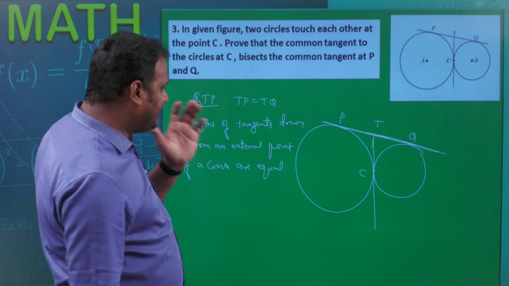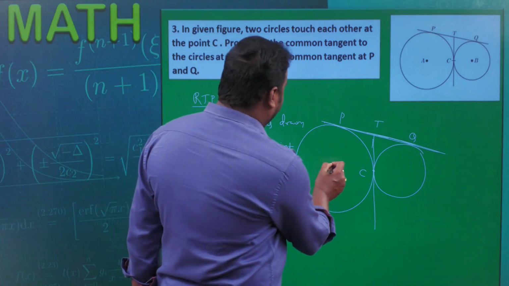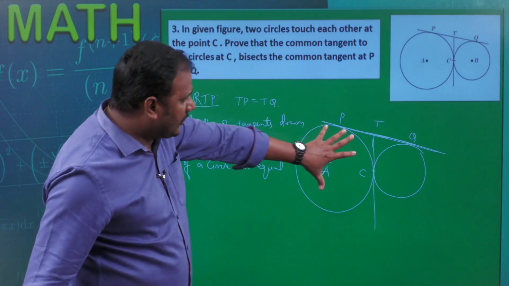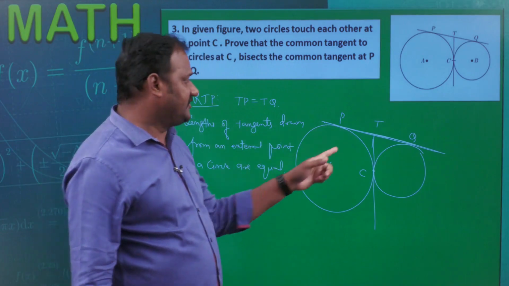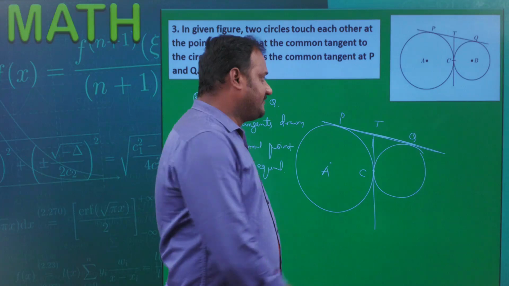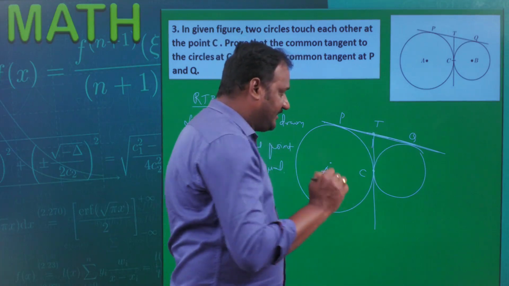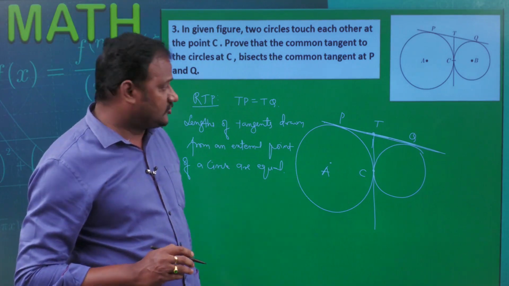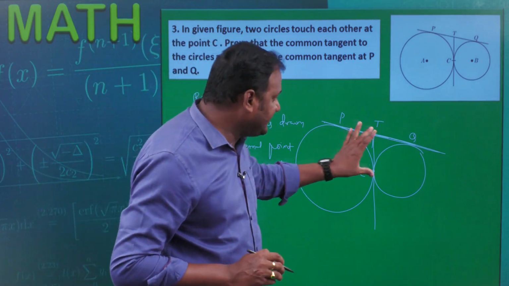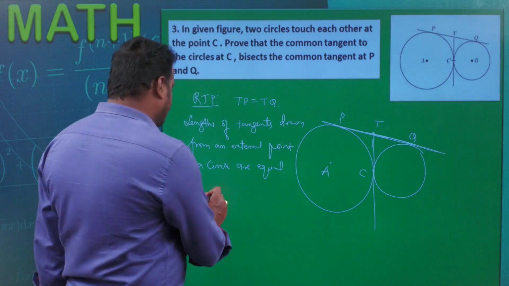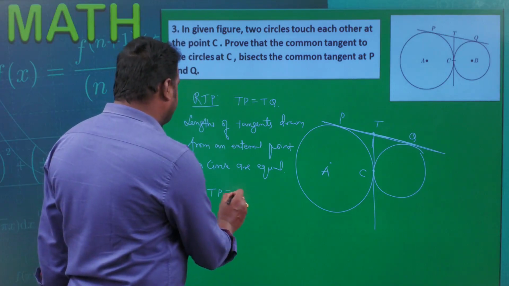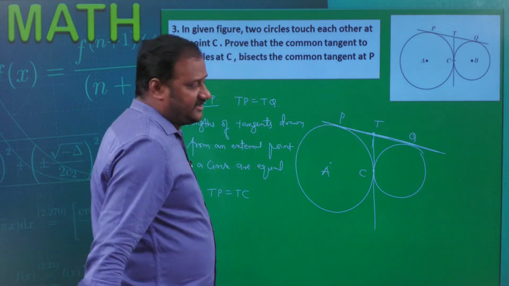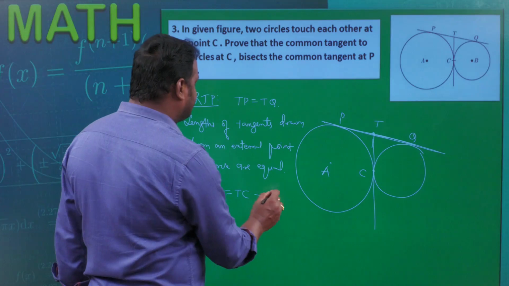Now you see, I am taking one circle of center A. Okay, so this is the circle with center A. For this circle only, what is the external point? Can you consider T is the external point? So if T is the external point, then there are two tangents drawn to the circle with center A. Those two tangents are TP and TC. So we know that TP is equal to TC because both of the tangents are drawn from external point T to the circle A. That's why TP is equal to TC. Let it be the first equation.